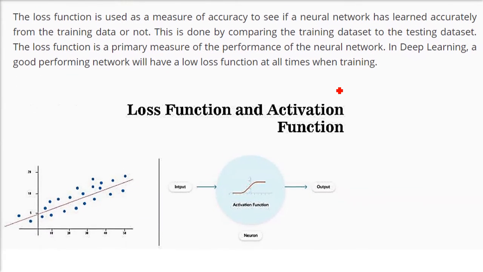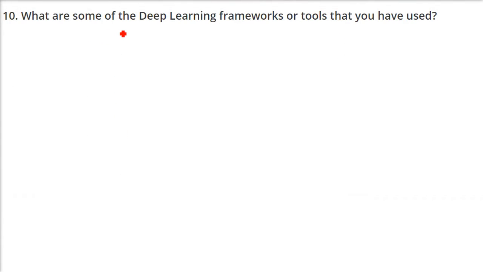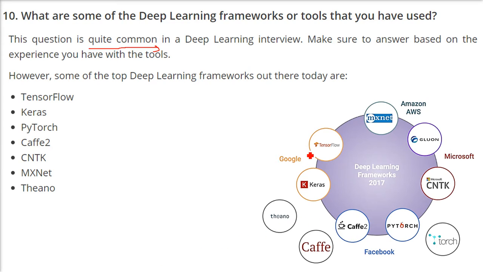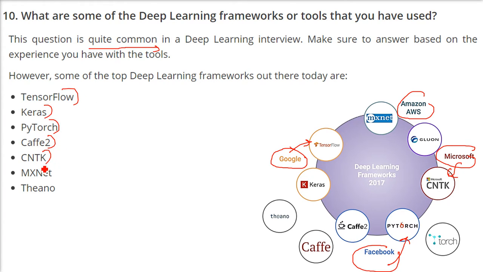until your MSE becomes 0. What are some of the deep learning frameworks or tools that you have used? This is a very common question in interviews, always asked, because by this the interviewer will know whether you have worked on this or not. So you need to know which comes from Google, Amazon, Facebook, Microsoft. For example, PyTorch is from Facebook, TensorFlow is from Google, CNTK from Microsoft, MXNet from Amazon. So TensorFlow, Keras, PyTorch, Caffe2, CNTK, MXNet, Theano.